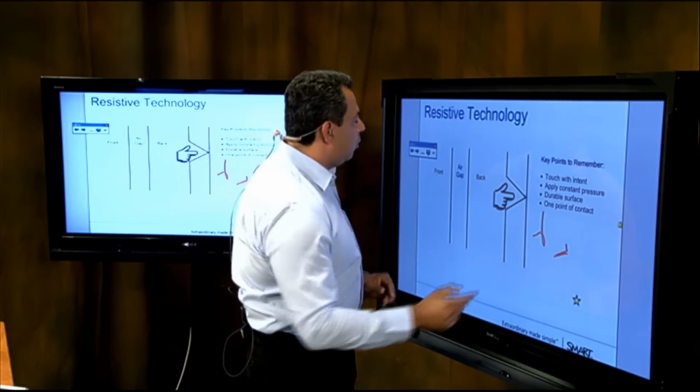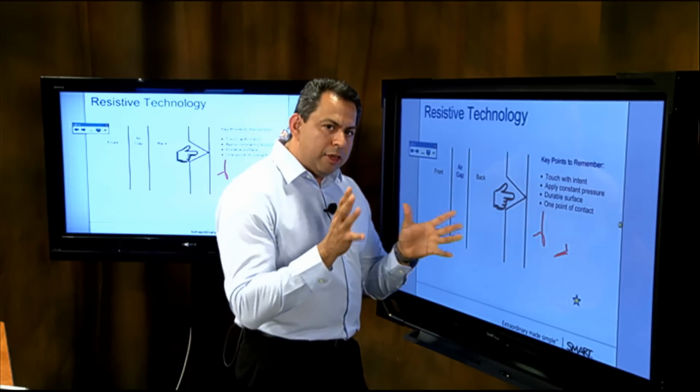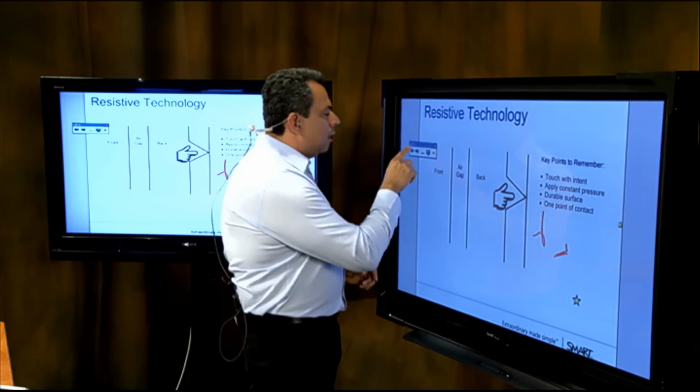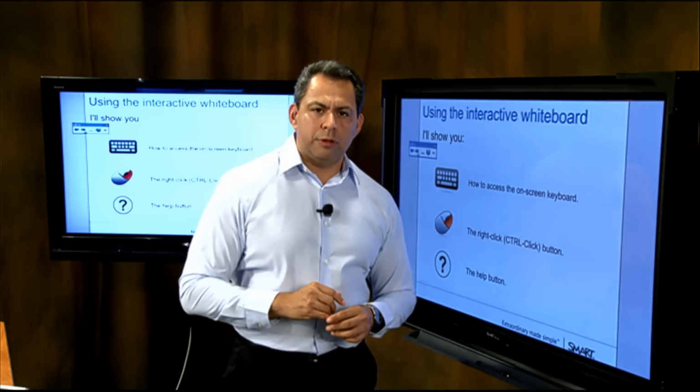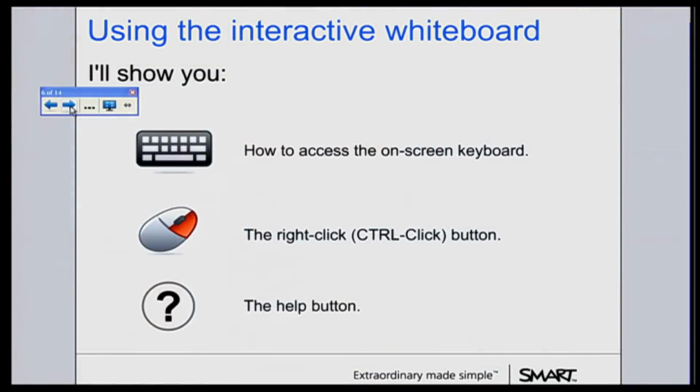So actually now what I'm going to show you here, now that we understand how the technology works for the smartboard, let me go ahead and talk to you about the orientation of the smartboard. And so even though my slide says using interactive whiteboard, there are 3 buttons that we're going to find there that are really important to us. And it's going to be how to access the on-screen keyboard, how to do a right click, and how to use the help button here.